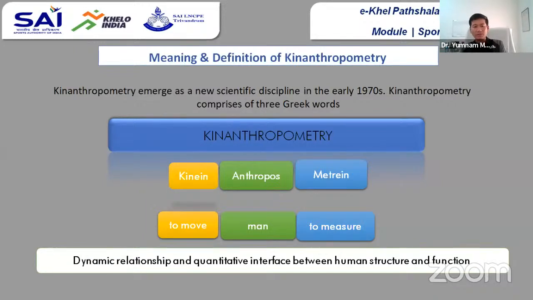So this kinanthropometry, kinesiology, kinanthropology, जो है ये सब एक कीन मतलब जो मूवमेंट के साथ जो मेजरमेंट है उसको रिलेट कर रहा है. So it deals with the dynamic relationship and quantitative interface between human structure and human function. Human structure और function को ये उसका दोनों का interrelationship को study करता है. Mostly that activity या movement के साथ जो जोड़ा जाता है, so that it becomes kinanthropometry.